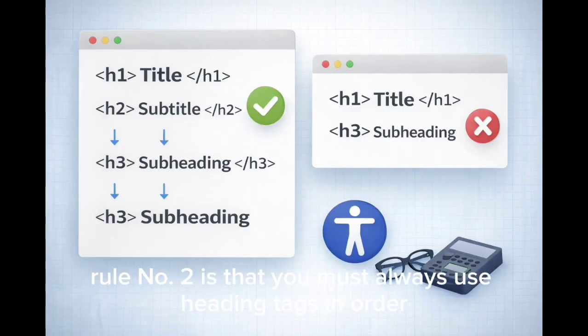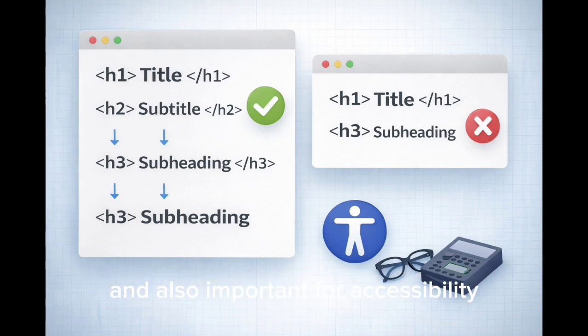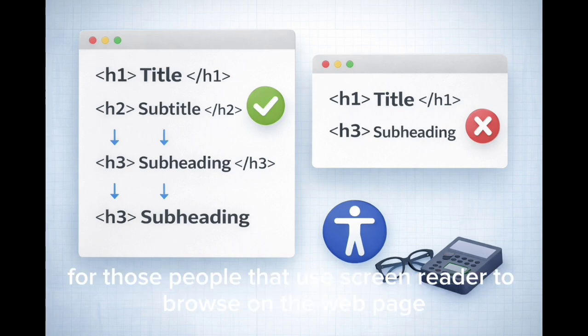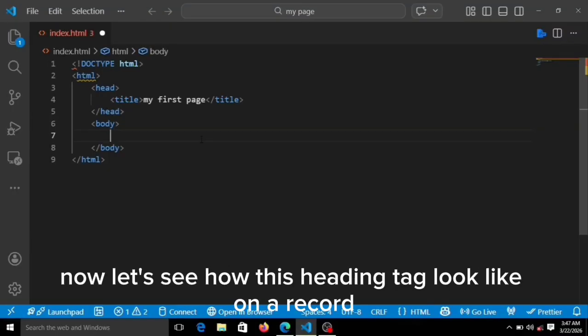Rule number two is that you must always use heading tags in order. After H1, use H2. After H2, use H3. Do not skip any level. This keeps your page organized and is also important for accessibility for those people that use a screen reader to browse the web page. Now let's see how these heading tags look in real code.